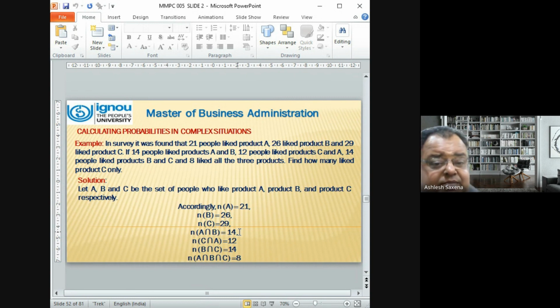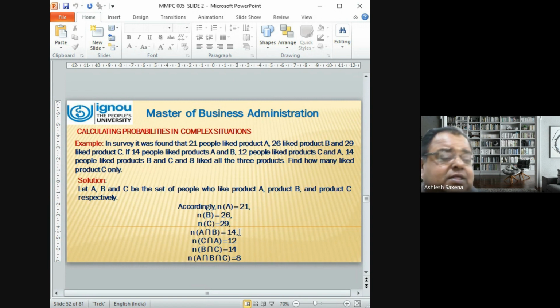Product A, product B, and product C are there. What are the possible conditions? Some may like A and B, some may like B and C, some may like A and C, and some may like all the three. This is what is given in the problem. And we have to find how many like product C only.